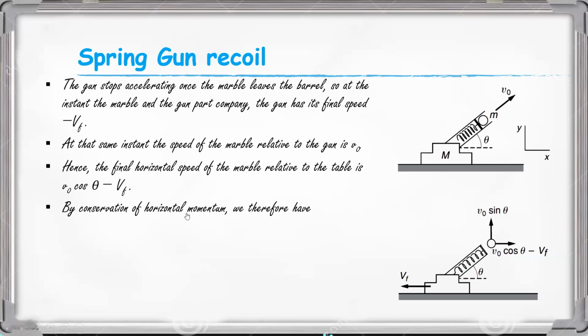By the conservation of horizontal momentum, the momentum of the marble is small m into V0 cos theta minus Vf, then minus M Vf. What is this quantity? It is the momentum of the gun.